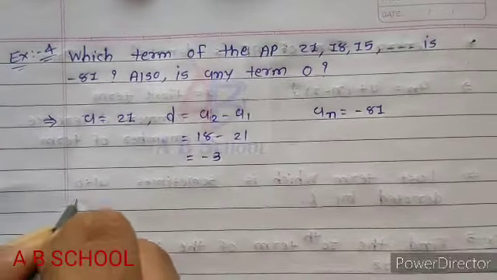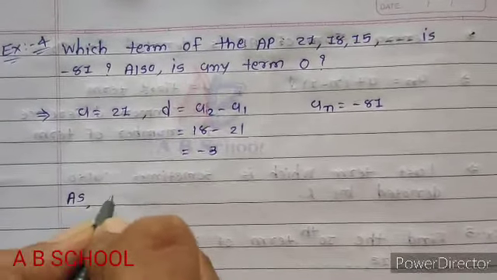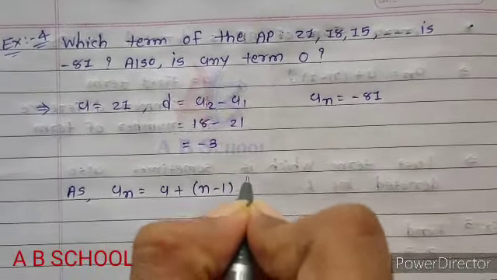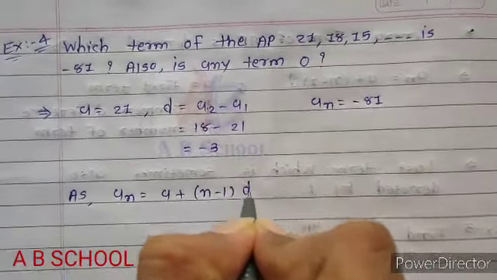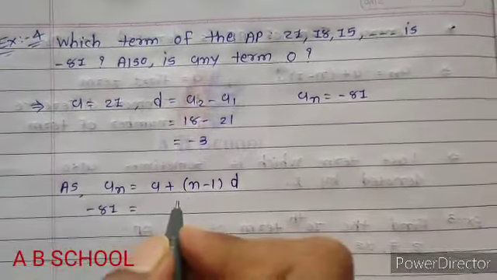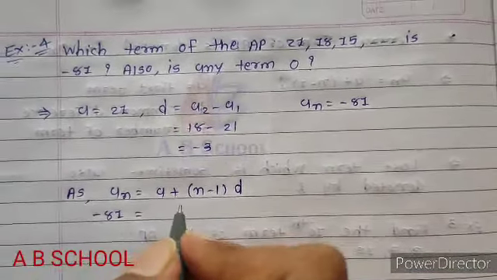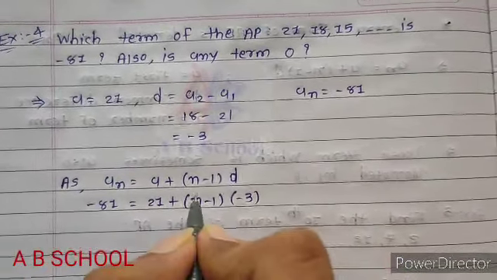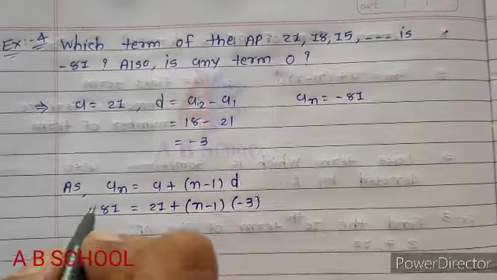So by using general form of AP, AN is equal to A plus N minus 1 into D. Value of AN is equal to minus 81, because we have to check which term minus 81 is. Minus 81 is equal to value of A, first term of AP, which is 21. N, total number of terms, we have to find. Common difference D is minus 3. Okay, so which term minus 81 will be, that N we have to find.